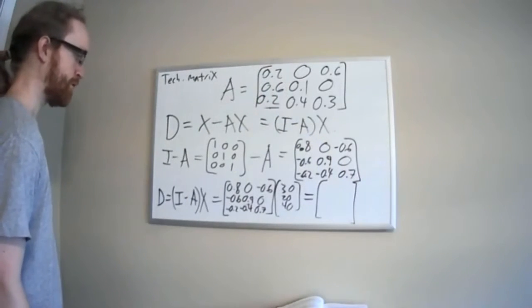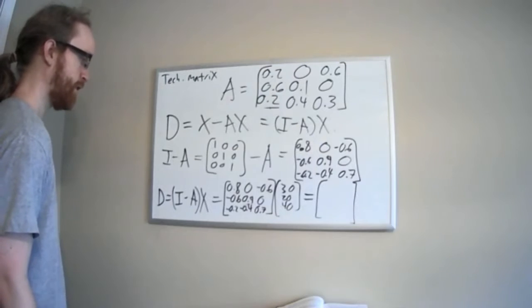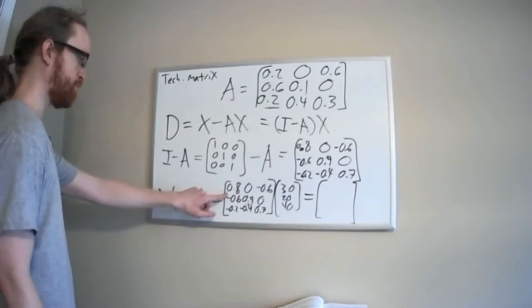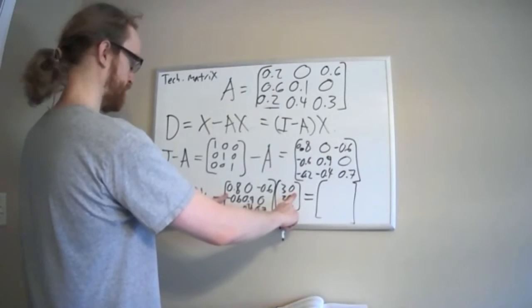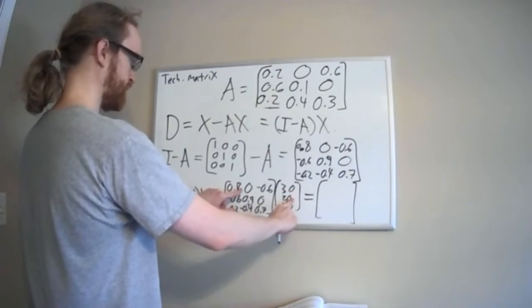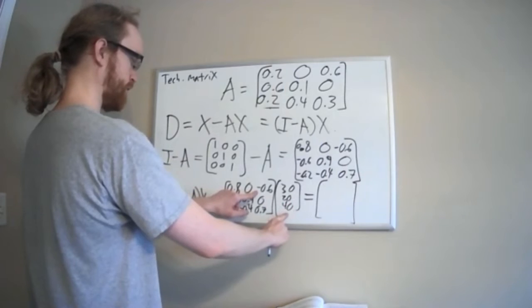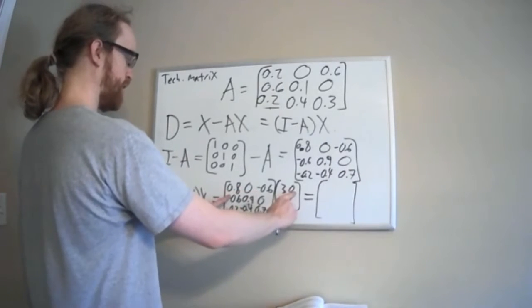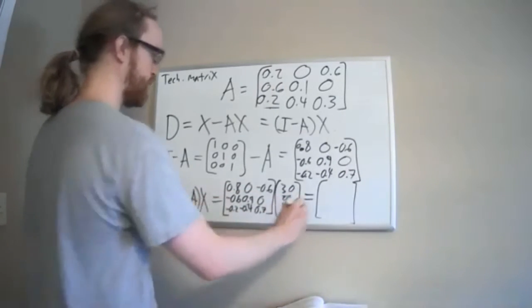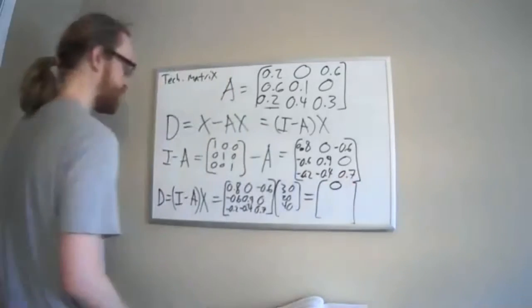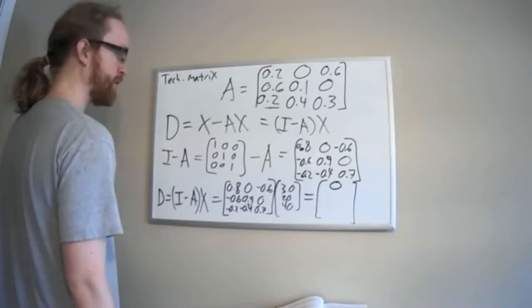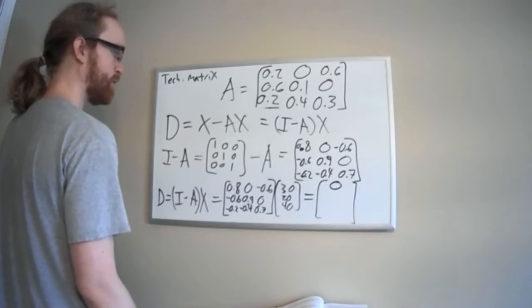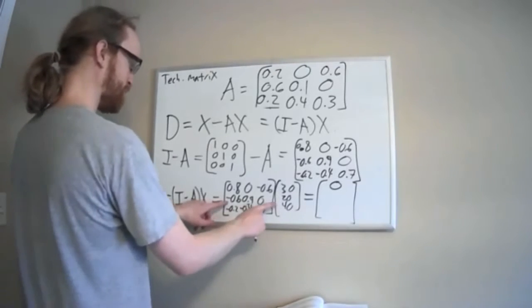And so I don't know if I want to do this right now on the board. Let's see. Well, what's 0.8 times 30? That's 24. 0 times 20 is 0. Negative 0.6 times 40 is negative 24. So it looks like I have 24 minus 24. It looks like that's 0. Okay. And so that's going to be weird. I think that's because I messed up writing down the problem, but that's okay. We're going to roll with it and see what happens.